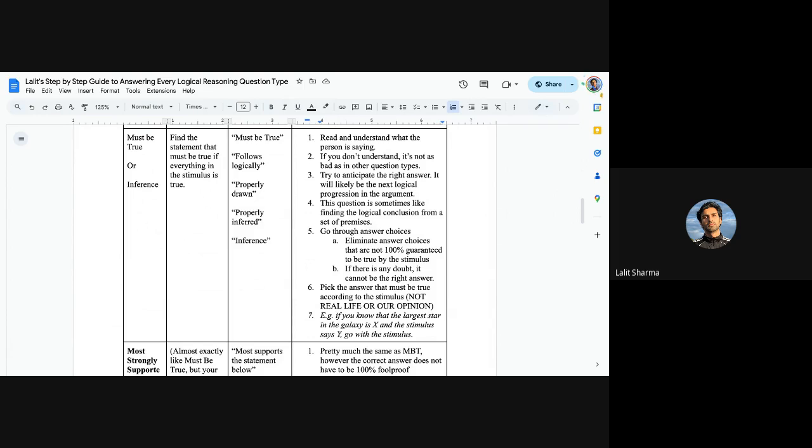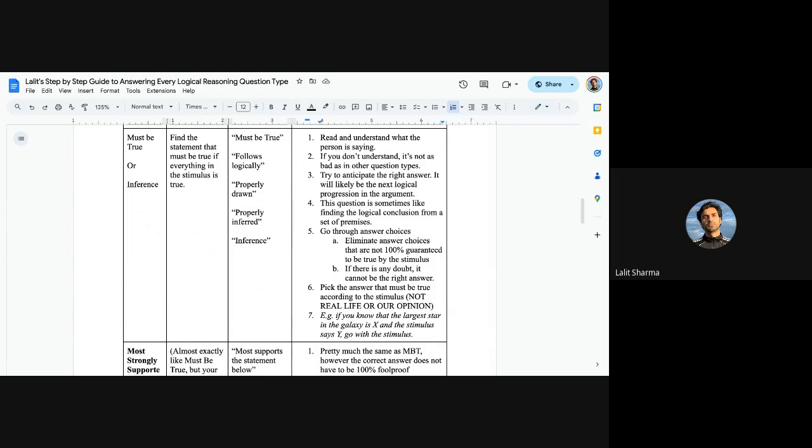So in the critical questions, necessary assumption and sufficient assumption, they're both critical questions, and they start out the same. You're going to read the argument, read the premises, the conclusion, and think about why the premises do not prove the conclusion. So they start out the same, but then they deviate because in a necessary assumption, you need to find what needs to be true in order for the argument to work.